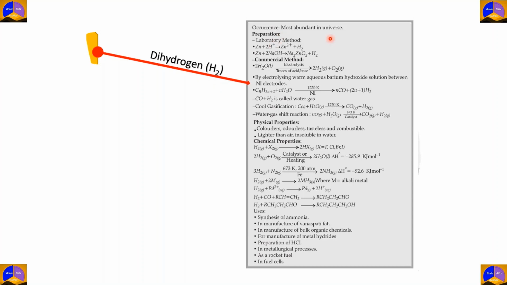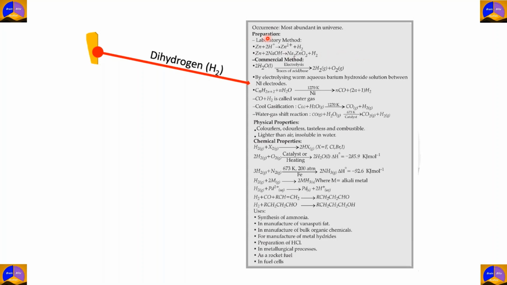Now, the preparation of hydrogen or dihydrogen has many methods. In the laboratory, the most common method would be to react zinc granules with acid. So zinc reacting with acid forms zinc ions and hydrogen gas. The second method uses NaOH. So zinc granules reacting with NaOH gives sodium zincate and hydrogen gas. Now these are the two methods which in a laboratory would give you adequate amounts of H2.